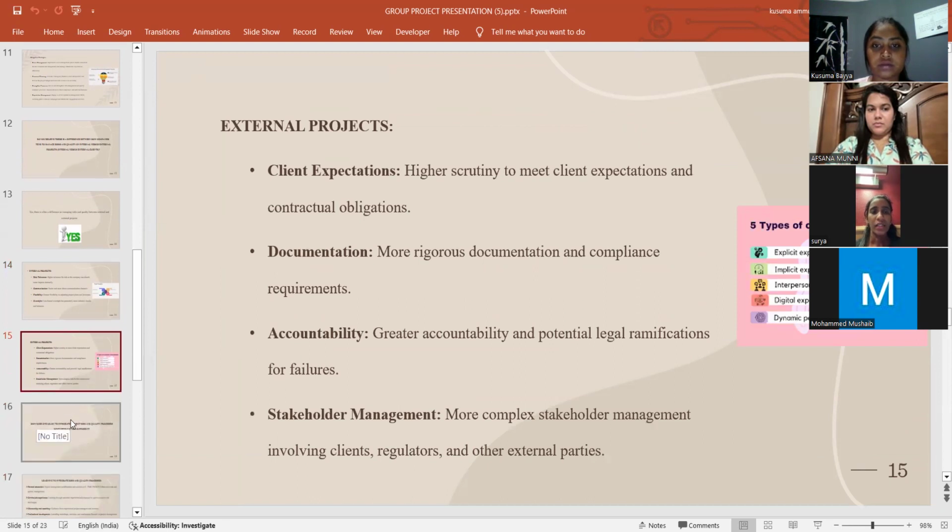Coming to the next slide, external projects. Client expectations, high scrutiny to meet client expectations and contractual obligations, and the documentation, more rigorous documentation and compliance requirements. Accountability, greater accountability and the potential legal ramifications for failures. And last, we have the stakeholder management. More complex stakeholder management involves the clients, regulations, and other external parties.